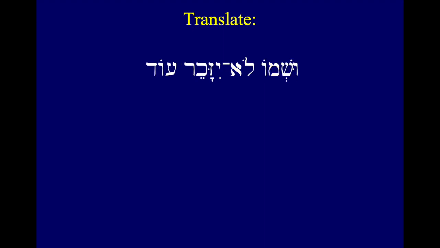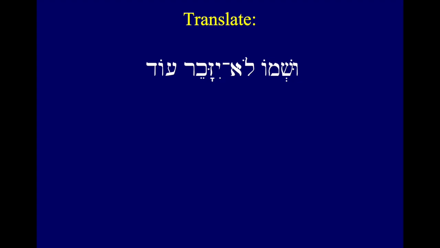Or here's another example. U shemo lo yizacher od. So u shemo. Shem is name, shemo is his name. So u shemo, and his name. Lo yizacher. Lo means not, and yizacher. So zakar is our root there of our verb. Zakar means to remember. Remember, it's that word that's hard to remember.